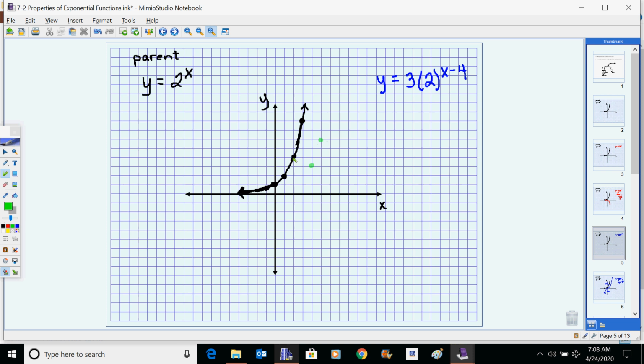This point here is going to get to be super high because we're going to multiply that by 3 and then move it over 4. So 3 times 4 is 12. So 4, 5, 6, 7, 8, 9, 10, 11, 12. But then over 4: 1, 2, 3, 4.